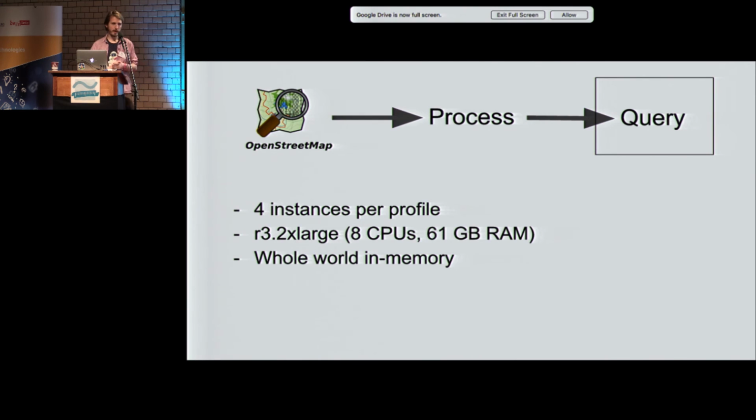We are running basically a whole stack of API servers for each of the profiles. We currently have 4 instances per profile, running in different regions and different availability zones, so that the API never goes down, which, looking at my graphs, we're fairly good with. We're using the R3 2xlarge instances, 8 CPUs, 61 gigabytes of RAM, because we need all this RAM to keep the whole world in memory. Again, we're not routing on cities, we're not routing on small geometries, we're routing the whole world.